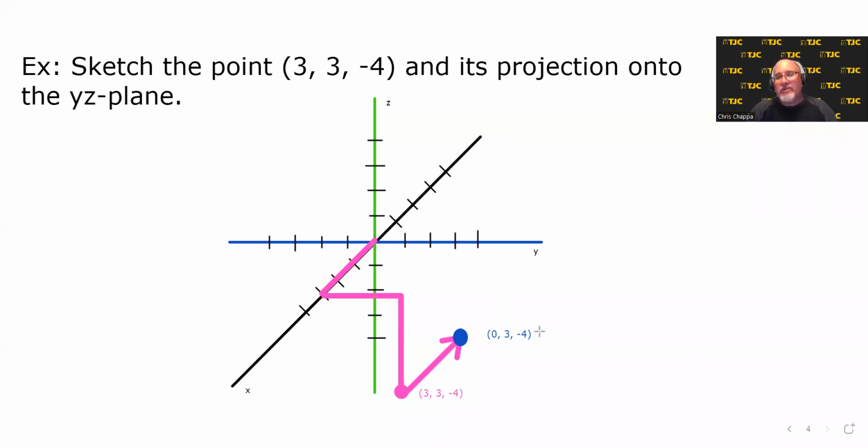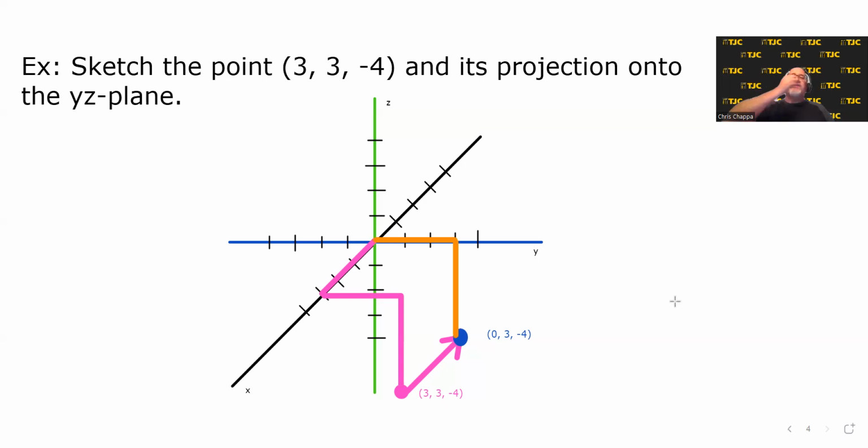So to get to the point (0, 3, -4), I would start at the origin, not move in the x direction, move 3 in the y direction, which would be 1, 2, 3 this way. And then I would move -4 in the z direction. -4 in the z direction is this far. And if we take that trace and translate it over here, it puts us exactly where we thought we were going to be. So that's the geometric idea of a projection onto a coordinate plane.